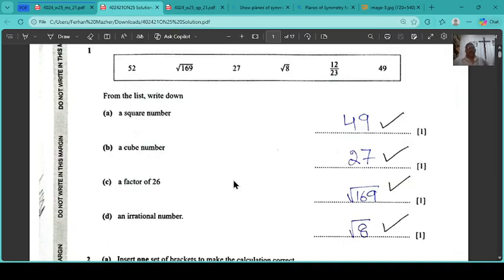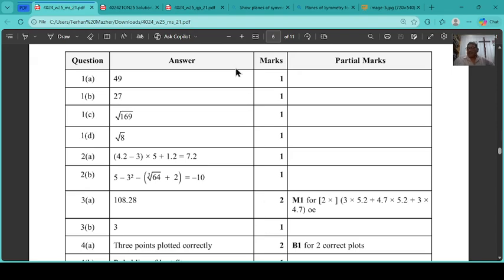So the square number is 49, the cube number is 27, a factor of 26 is the square root of 169 because it is 13, and 13 times 2 is 26. An irrational number will be the square root of 8. An irrational number is a number whose decimal fraction is non-recurring and non-terminating. This is my answer. The marking scheme is showing up on your screen. I hope you understand Question 1.